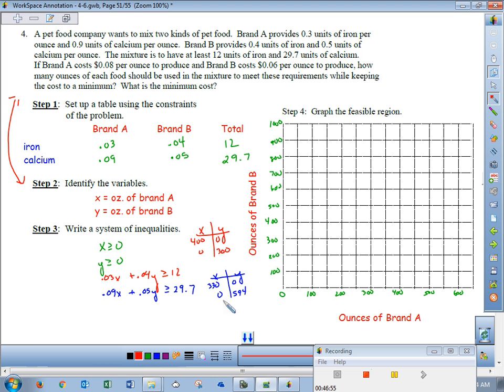Here's my intercepts right here, and I labeled my axes. Ounces of brand A and ounces of brand B, and I had to get up to 400. So I really kind of counted by 50s and went every other one. And this guy had to get up to basically 600, so counted by hundreds. Time to graph it, find a feasible region. Get that done.